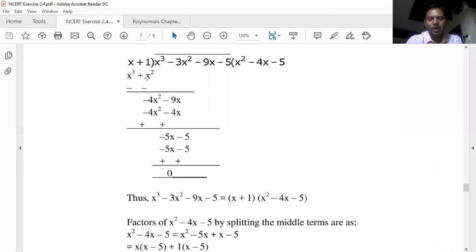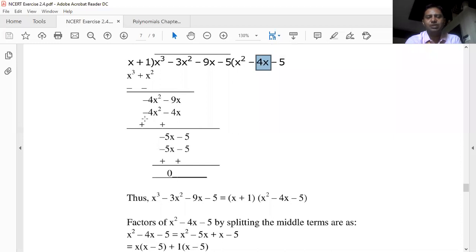Minus 3x square minus x square will give you minus 4x square here. Minus 9x minus 5 as it is. So minus 9x we are taking down. Now the first term is minus 4x square and the first term of the divisor is x. So the next term will be minus 4x. So here we have minus 4x. Now this minus 4x into x will give you minus 4x square. Minus 4x into plus 1 will give you minus 4x.